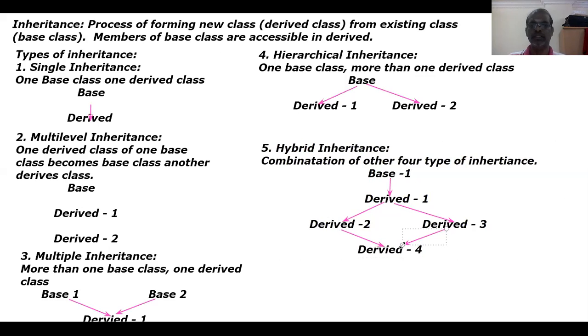So here just consider derived one has the rights to access all the members of base one. This derived one becomes a base class for derived two as well as derived three. This derived four is a subclass or derived class for derived two and derived three. How it becomes a combination of these four types, I'll tell you.